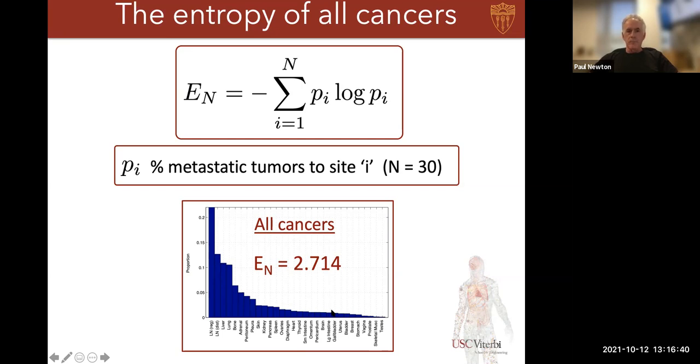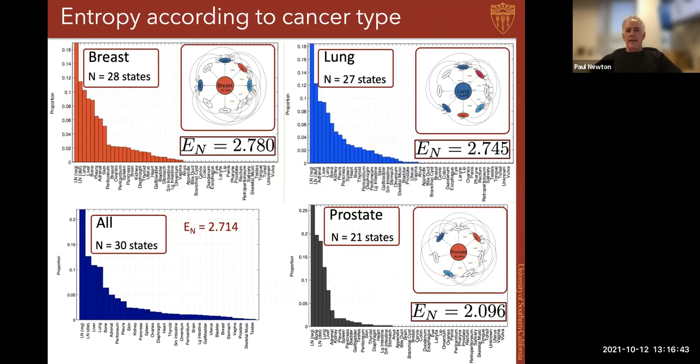All right. Then we broke it up into different kinds of cancers. So up here, we're starting with the highest entropy cancer, breast cancer, with an entropy of 2.78, and then lung cancer, slightly lower, 2.745, and then all cancers taken together. So breast and lung are higher entropy, meaning less predictable than the average. And prostate cancer down here is a very low entropy cancer. And you can see that immediately just by looking at how steeply this distribution drops off.